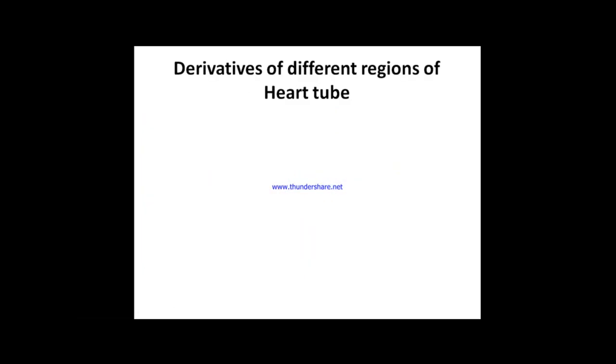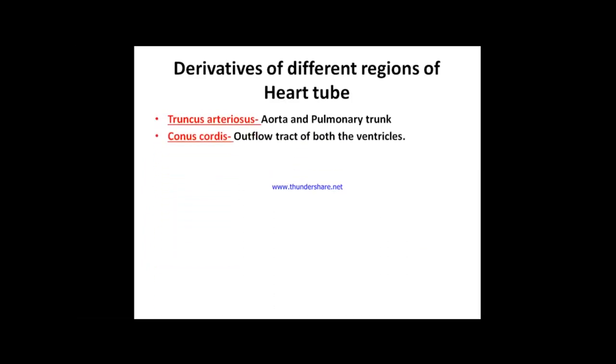So, derivatives of the different regions of the heart tube. The truncus arteriosus gives rise to the pulmonary trunk and aorta. Now, as already discussed, conus cordis forms the outflow tract of both the ventricles. Bulbus cordis proper forms the trabeculated right ventricle.